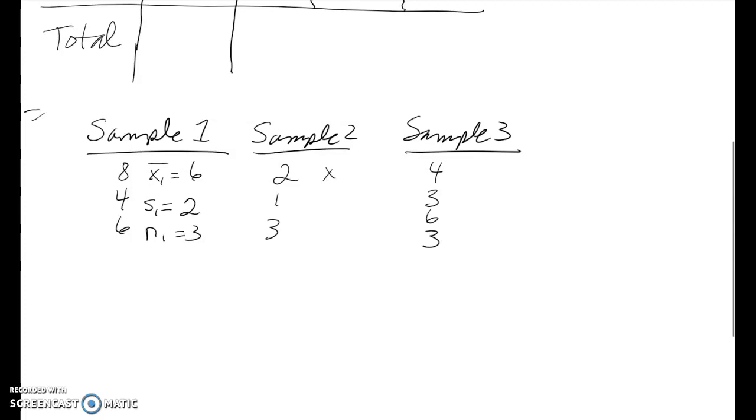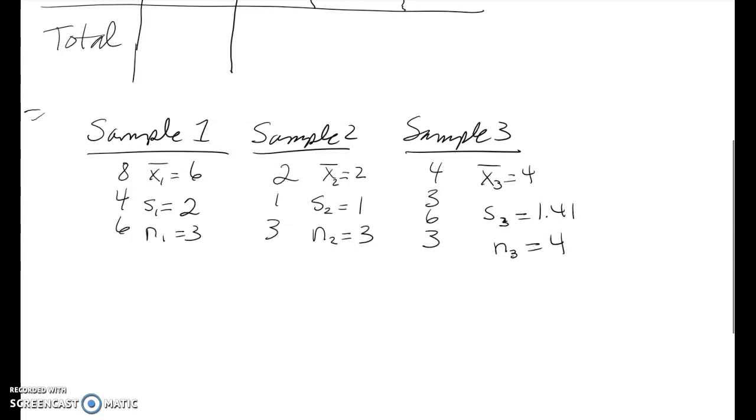For sample 2, my X bar is a 2. My standard deviation is a 1, and n2 is a 3. And again, you don't have to worry about calculating standard deviation on the test. I will give them to you. So for my third sample, my mean is a 4. My sample standard deviation for number 3 is 1.41, and the size of number 3 is 4.